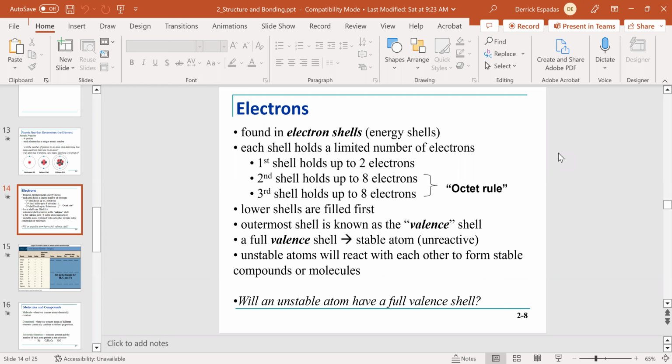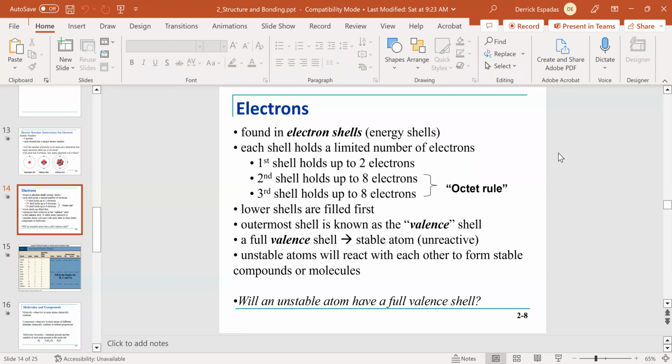So the electrons are found in electron shells. And each shell holds a limited number of electrons. So the first shell holds 2, the second shell holds 8, and the third shell holds 8. It's what we call the octet rule. So other than the first shell, and in that model, that's the first circle, you have 2 and then 8 and 8. The lower shells fill first, and that outermost shell is called a valence. A full valence shell is a stable atom. An unstable atom will react with others to form stable compounds or molecules. So it'll connect with other atoms to create a whole new thing.